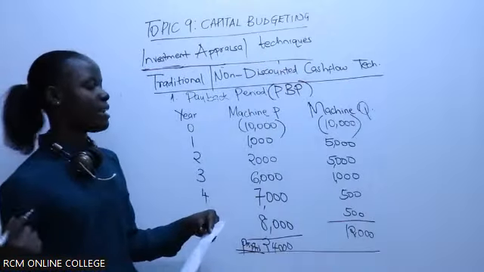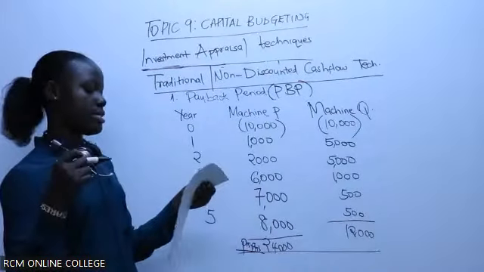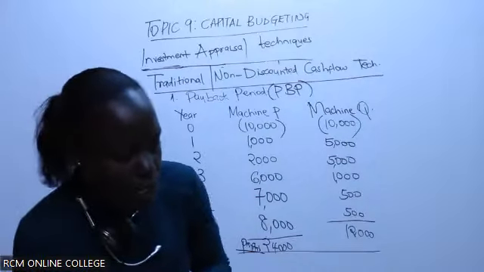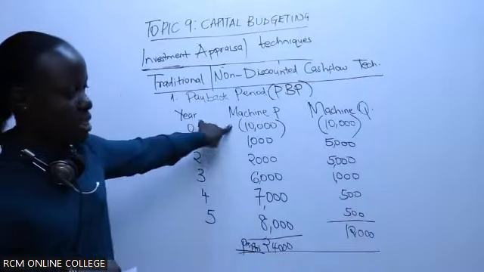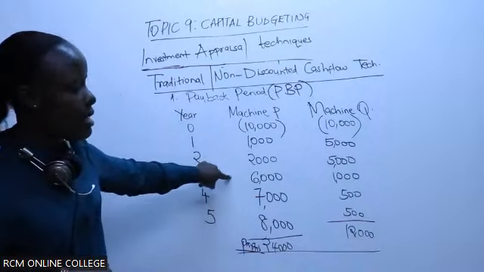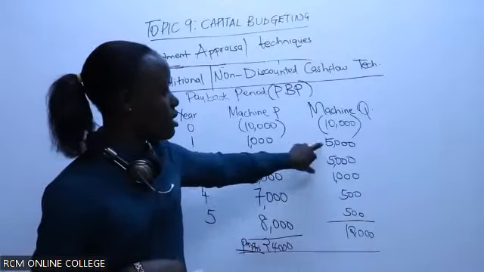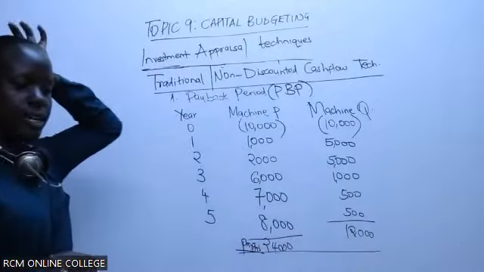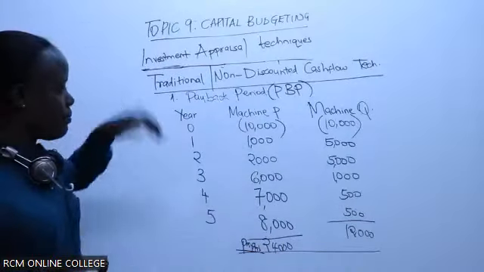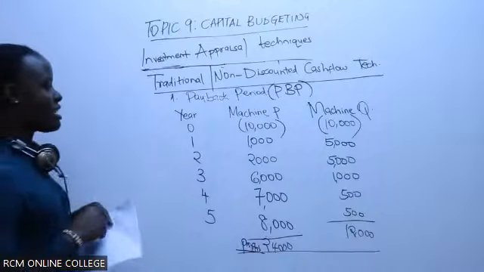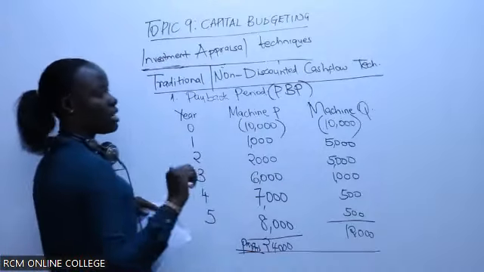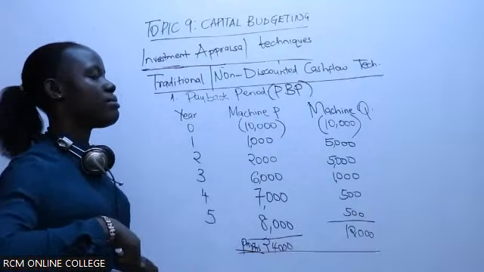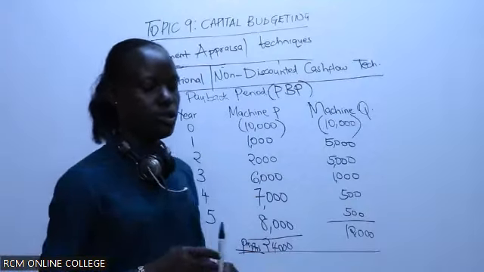Now you are told to advise the investor on the best project that he or she should venture in. I hope you are able to see my board. We have 10,000, 1,000, 2, 6, 7, 8, and we have 10,000, 5,000, 5,000, 1,000, 500, 500. Kindly work on it, then you give me your feedback. You advise the investor on the best machine that he or she should go for.